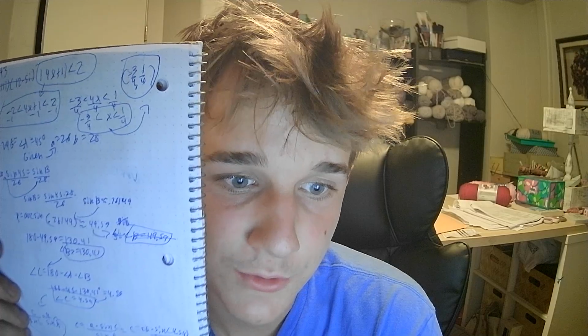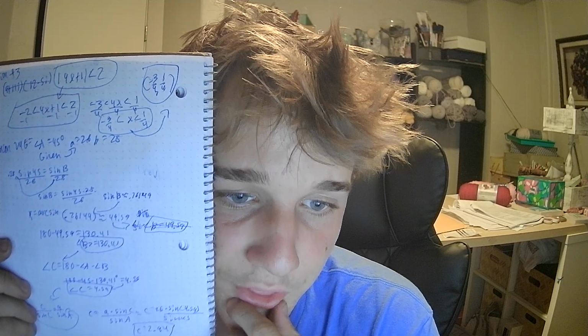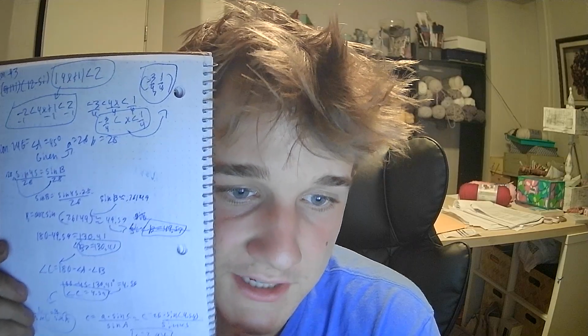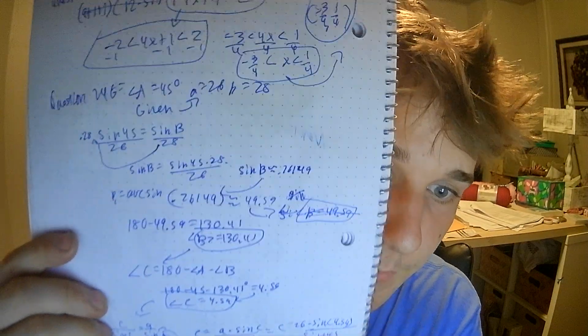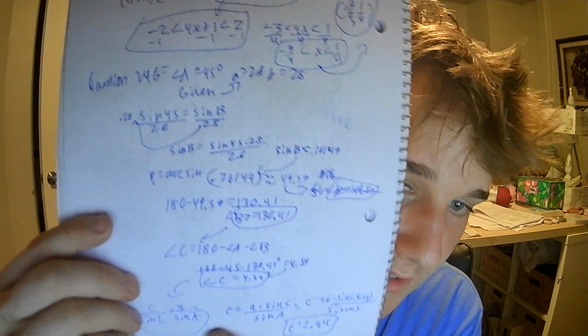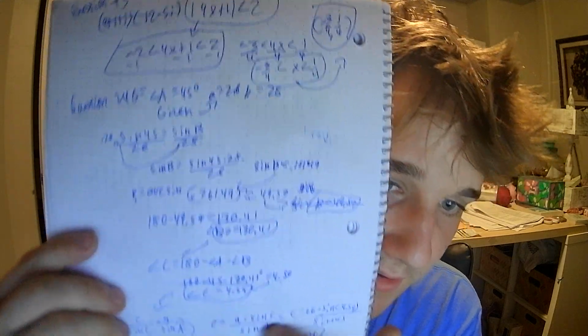And then for our C angle, since we know that our C angle needs to equal all of this combined, needs to equal 180 minus our 45 minus our 130.4. We figure out that our C angle is going to be 4.9 degrees. 4.9 degrees right here, as you can see right there.